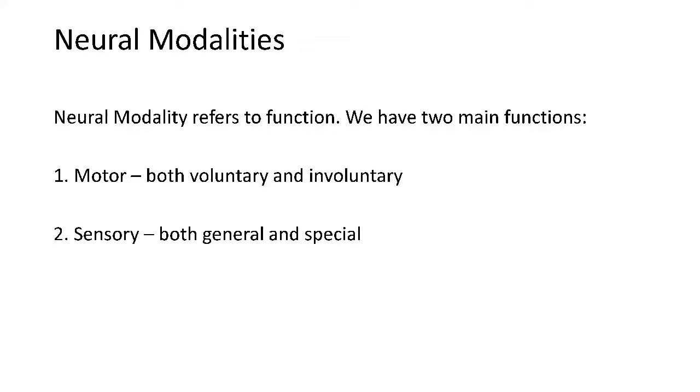So now let's talk about neural modalities. Neural modality refers to function. What does that nerve do? We have two main functions. We have motor, both voluntary and involuntary, but motor means to move. Sensory, we have two types of sensory, both general and special sensory. So let's break those down.